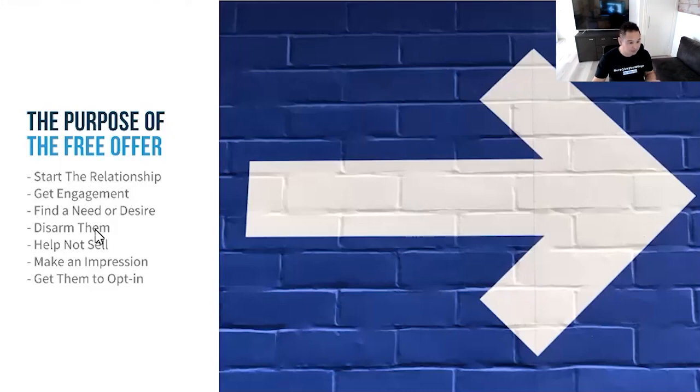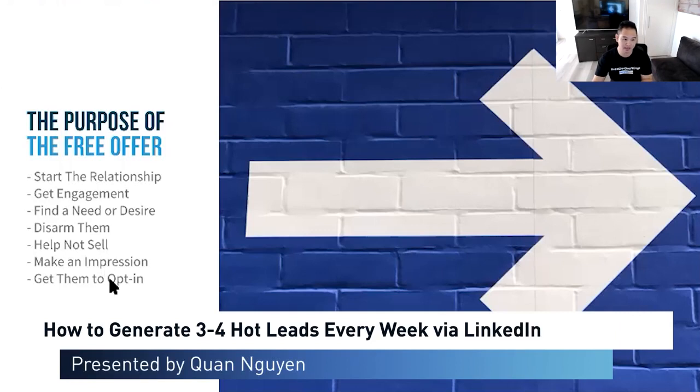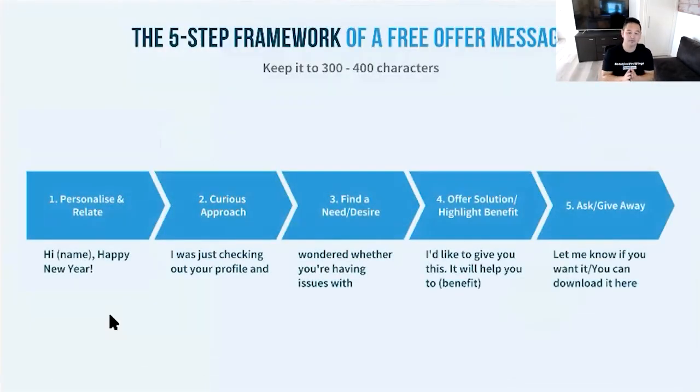You need to disarm them, let them know you're not another sales guy that's going to just pitch them. You need to help and not sell. You need to make an impression on your prospects, and you need to get them to opt in to you. You're not selling to them, they're opting into you. That's the purpose. So the 5-step framework of a free offer message is this.